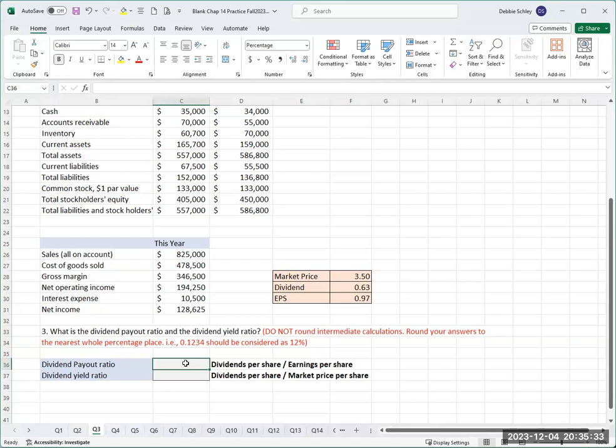So dividend payout ratio is going to equal dividend per share divided by earnings per share, which again was the answer to question 1. So I get 65%, and then dividend yield ratio is equal to dividends per share divided by market price per share. So I get 18%.